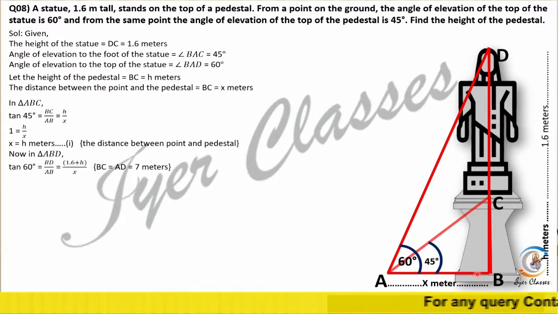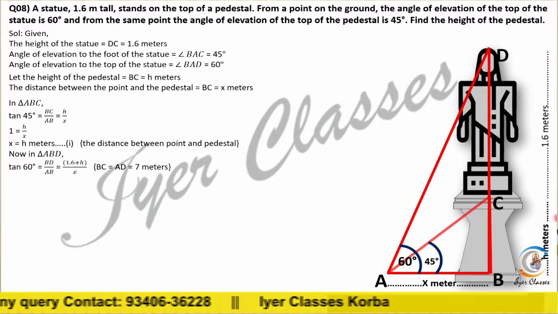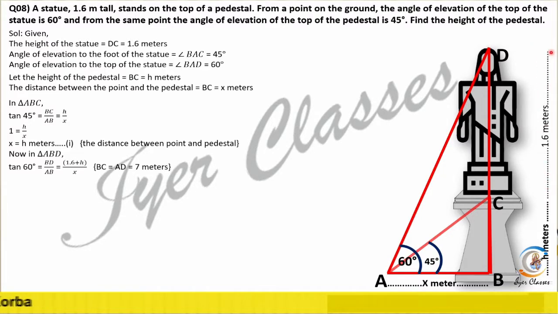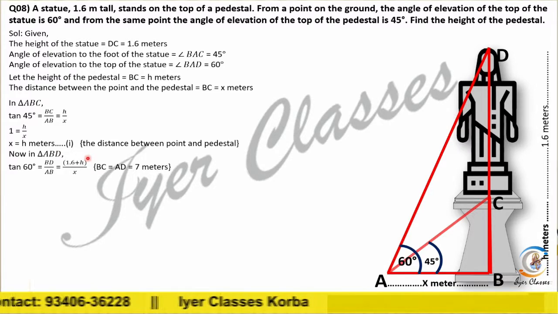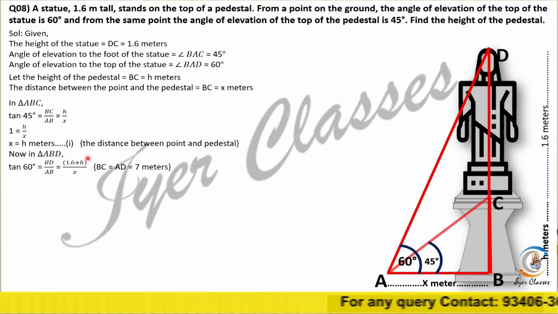It is, you can see here, BC, which is taken as H, and you're already given the height of the statue CD, which is 1.6. So in order to get BD, you have to add up both. So it comes out to be 1.6 plus H, and AB, I know, is equal to X. Right?